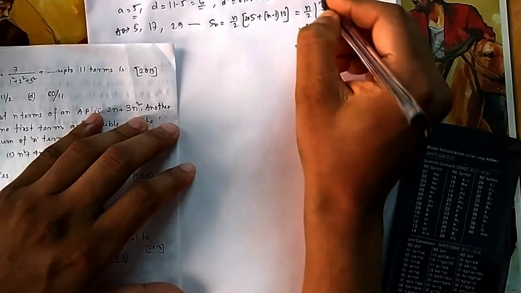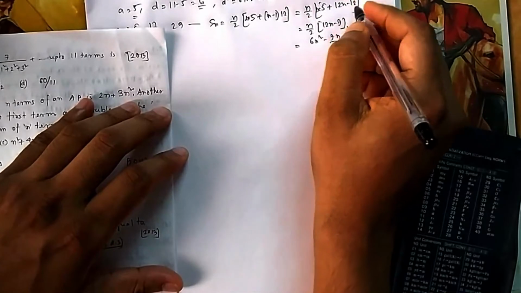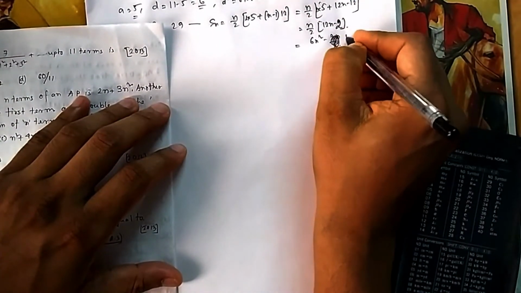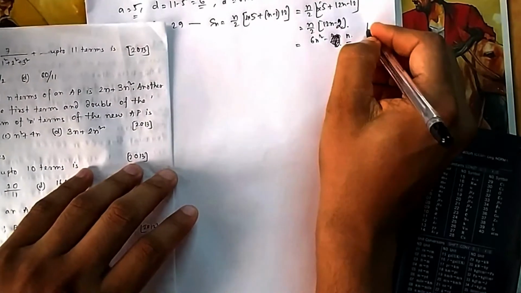It is 2 into 5. I forgot to give 2 into 5. So it is 10 minus 12, so it will be minus 2. So it will be minus n. So 6n squared, that minus n. That is your option B.